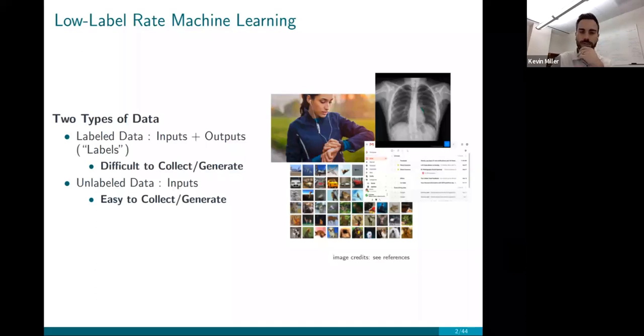The main premise of what I'm going to talk about today is that for many applications of interest, while it's easy to collect the inputs, it's difficult and costly to get the labels or outputs for those associated inputs.